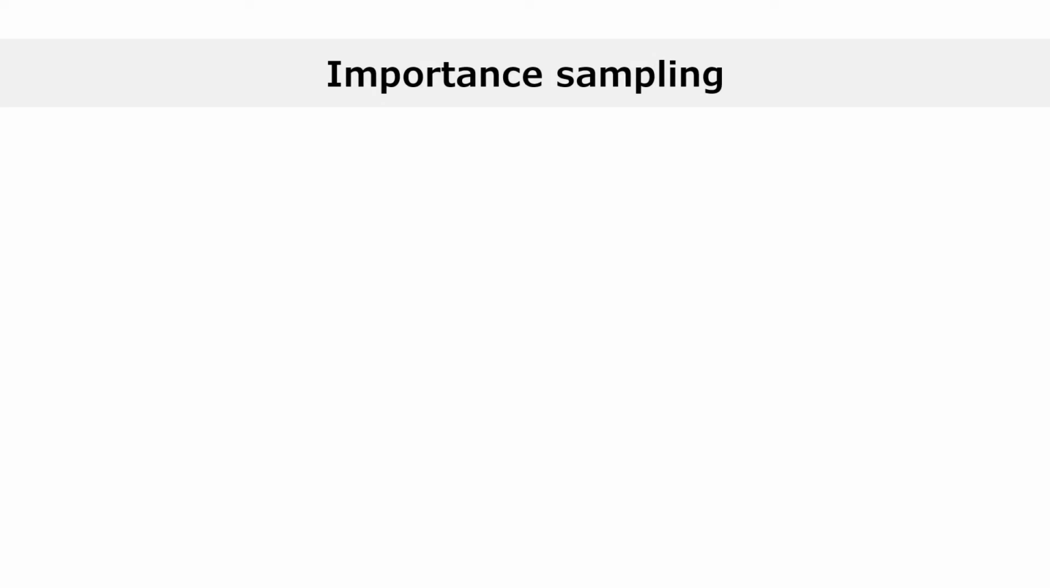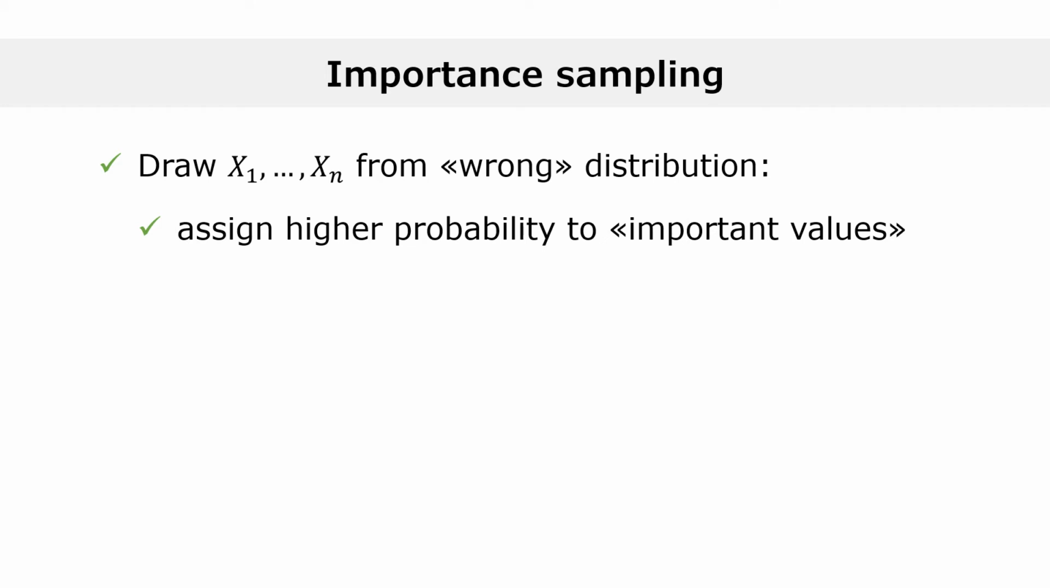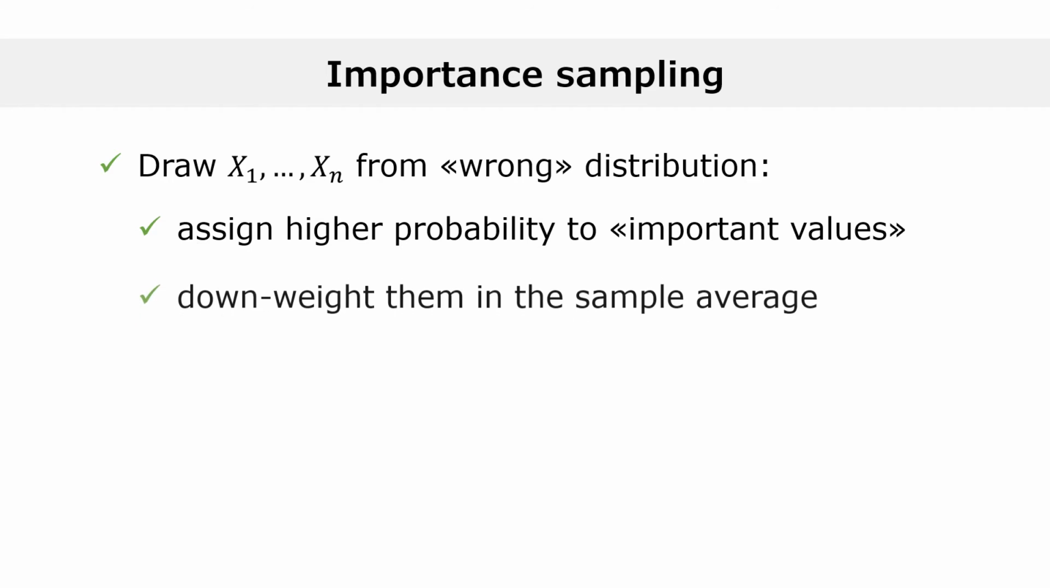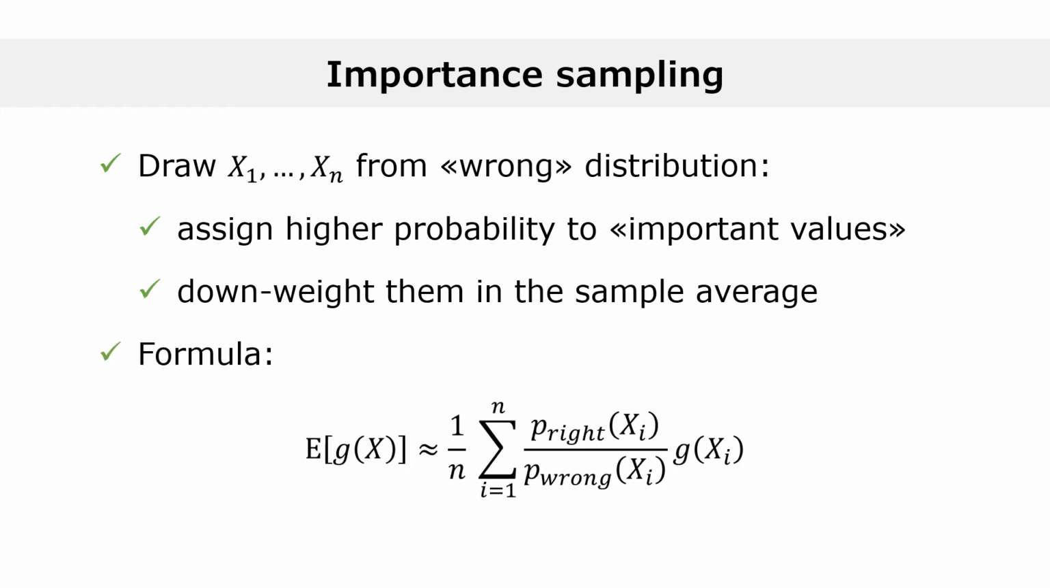Here's how importance sampling works. What we do is draw our random variable x not from its true distribution, but from a wrong distribution that assigns higher probabilities to the important values. Then, when we compute the sample average of g of x, we downweight the values that have been extracted too often. In this way, the Monte Carlo simulation still provides an unbiased estimate of the expected value of g of x. However, we decrease the risk of failing to extract the important values. As you can see in the formula on this slide, the weight given to a single value is the ratio between its true probability and the probability of being extracted in the simulation.